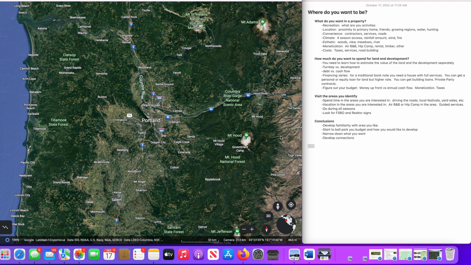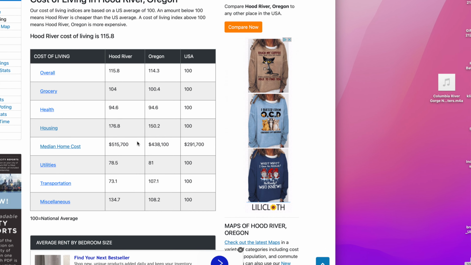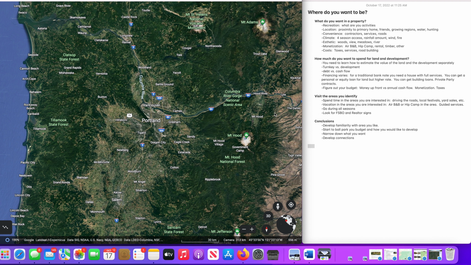Now I'm down to two areas. I might start looking at finer and finer detail. How much do things cost? Is there an opportunity where maybe I can monetize the property, either through selling timber, growing timber, Hipcamp, Airbnb, other assets like that? What are the taxes like? What are the costs like?